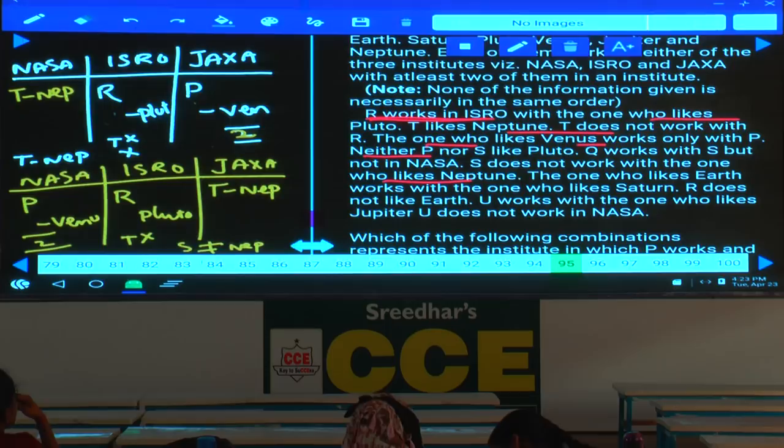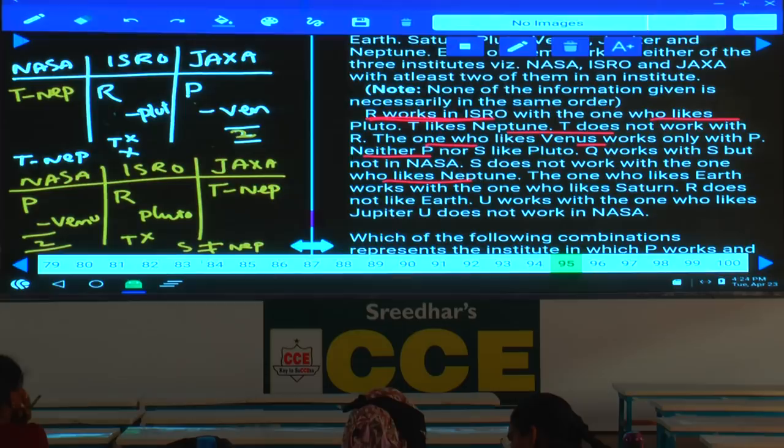Next one, R works in ISRO with the one who likes Pluto. T likes Neptune. T does not work with R. As T does not work with R, now T and R are completely ruled out, isn't it? The one who likes Venus works with only P. Neither P nor S likes Pluto.